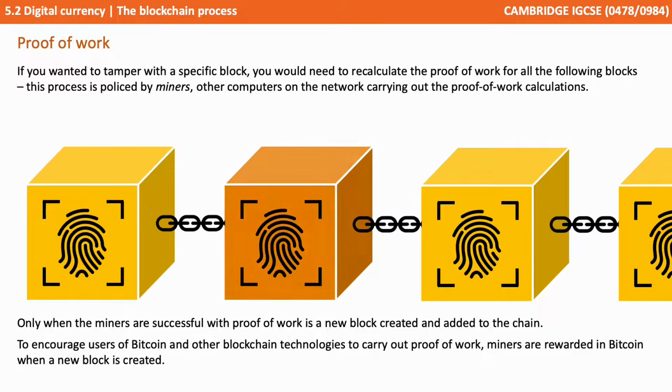Now, if you want to tamper with any given block, you would need to recalculate the proof of work for all the following blocks. This process is policed by miners, other computers on the network carrying out these proof of work calculations. Only when the miners are successful with proof of work is a new block created and added to the chain. To encourage users of Bitcoin and other chain technology to carry out the essential process of proof of work, miners are rewarded in Bitcoins when a new block is created.